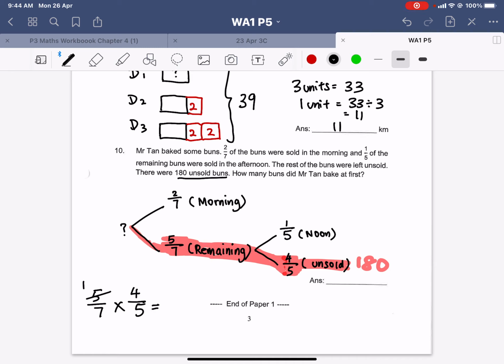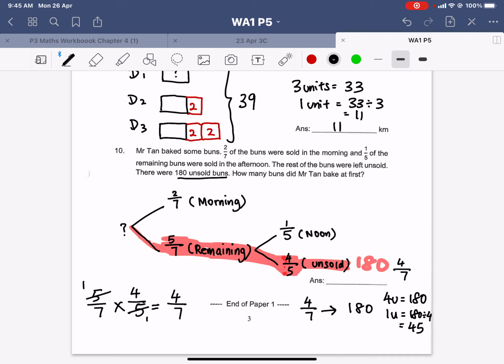All right, so let's do a cross cancellation. 4/7. Now, what is the meaning of 4/7? It means that this whole branch is actually just 4/7. All right, and did they say how much is 4/7? They gave a whole number, right? They said that it's 180 buns unsold. So this also tells you that 4 units is equal to 180, because 4 out of 7 is 4 units, right? So 1 unit will be 180 divided by 4, which would be 45.